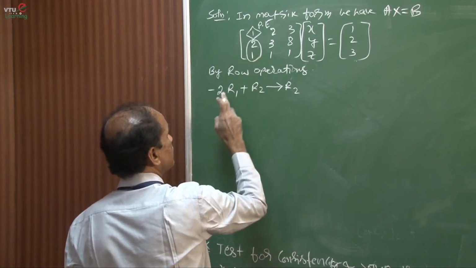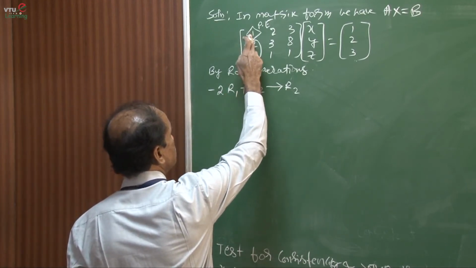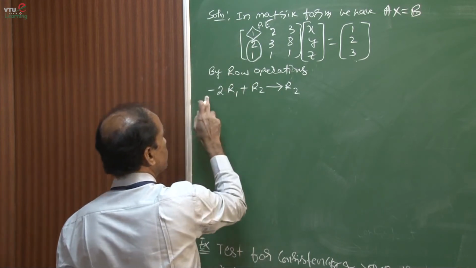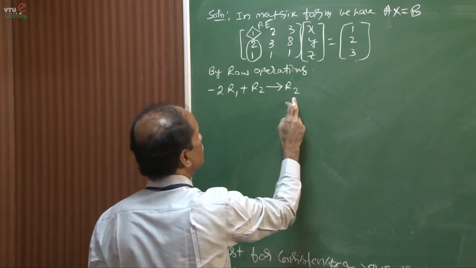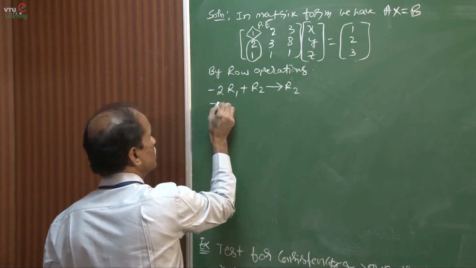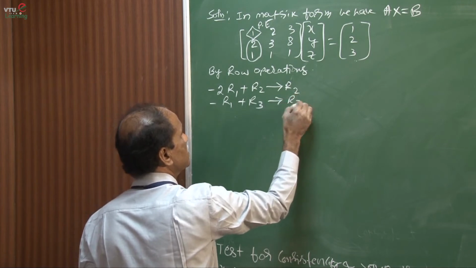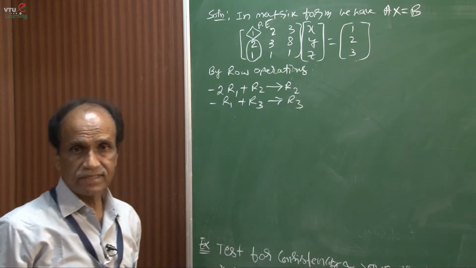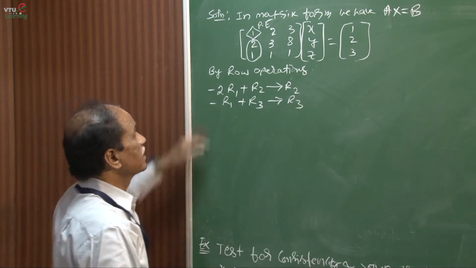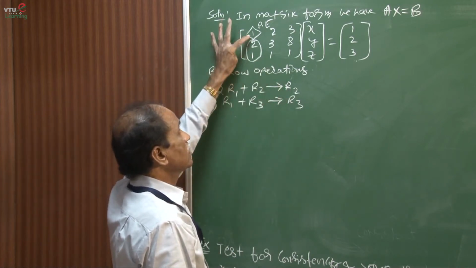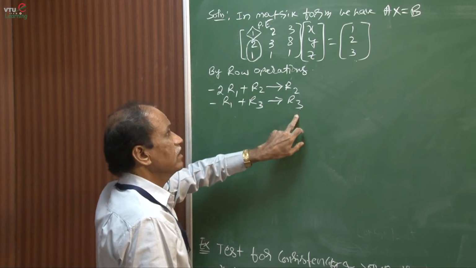Here 2 is there, I must expect minus 2 here, then the previous one I multiply, the next one I am not disturbing. Minus 2r1 plus r2 affecting r2, minus r1 plus r3 affecting r3. This is one choice. Another choice you can take: r1 minus 1 by 2 r2 affecting r2, r1 minus r3 affecting r3.